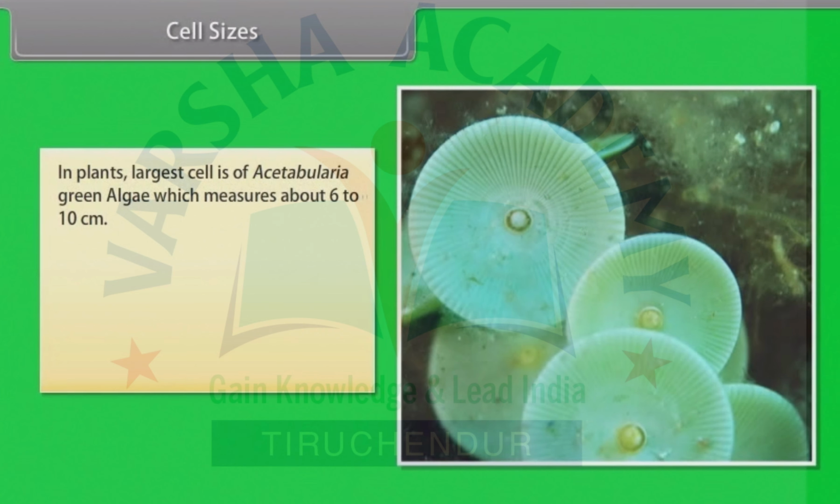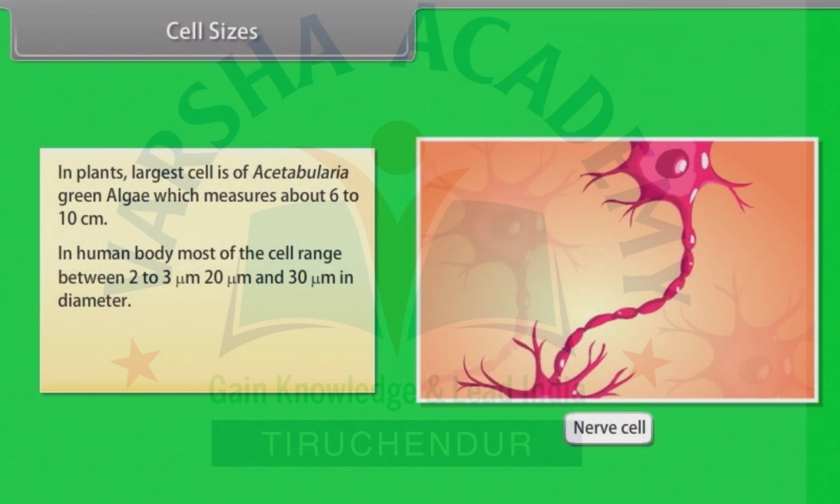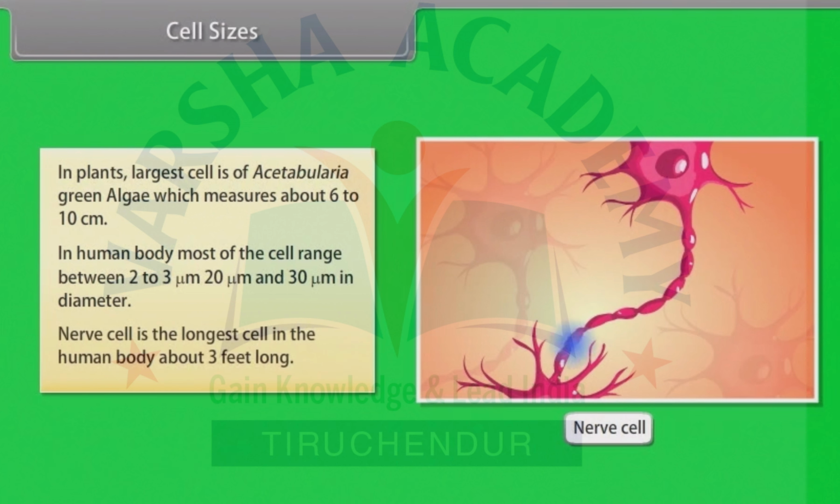In plants, largest cell is of Acetabularia, green algae, which measures about 6 to 10 centimeter. In human body, most of the cells range between 20 micrometer and 30 micrometer in diameter. Nerve cell is the longest cell in human body, about 3 feet long.